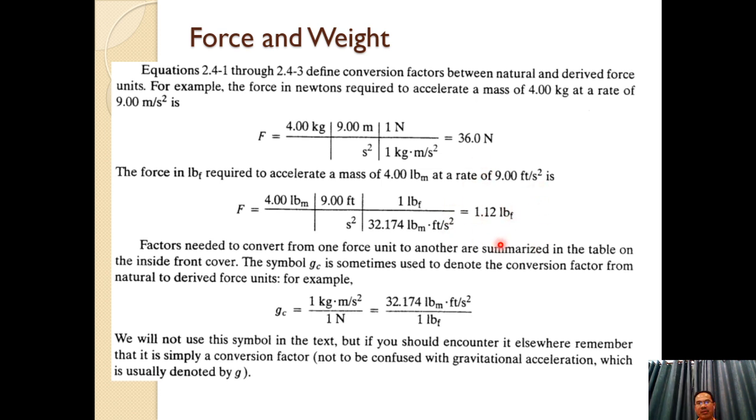And also, if you would like to convert between the American Engineering System and the SI unit, we have the conversion factor. The conversion factor for force is gc. We know that 1 kilogram meter per second squared equals 1 Newton, which is equal to 32.174 pound mass foot per second squared per 1 pound force. Yes, we can use it to convert from pound mass to pound force, or from the American Engineering System to the SI system. You can use this formula.